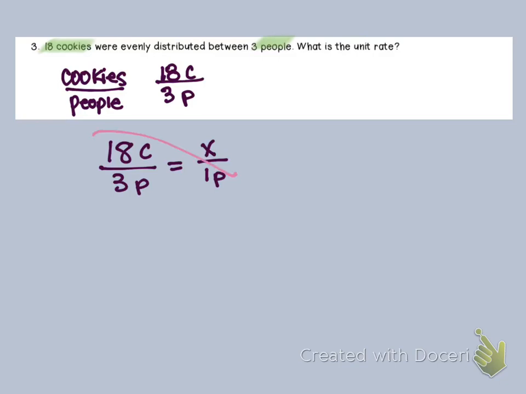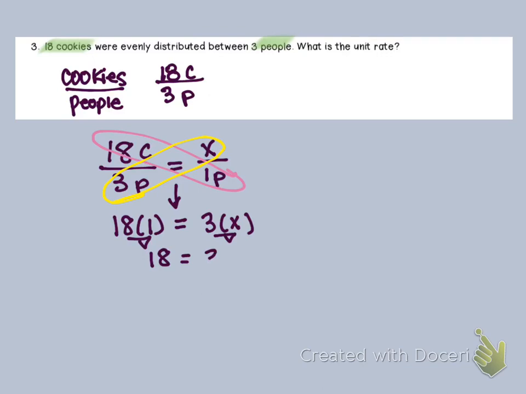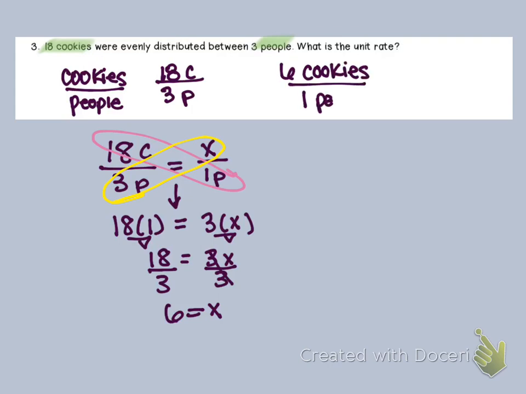So let's grab our pink numbers. Let's grab our yellow numbers. And so here we would have 18 times 1, bring down your equal sign, and 3 times x. 18 times 1 is 18, and 3 times x is 3x. Again, according to our rules of equations, this is multiplication, so I would divide to solve, and x equals 6. So that means our unit rate is 6 cookies per 1 person.